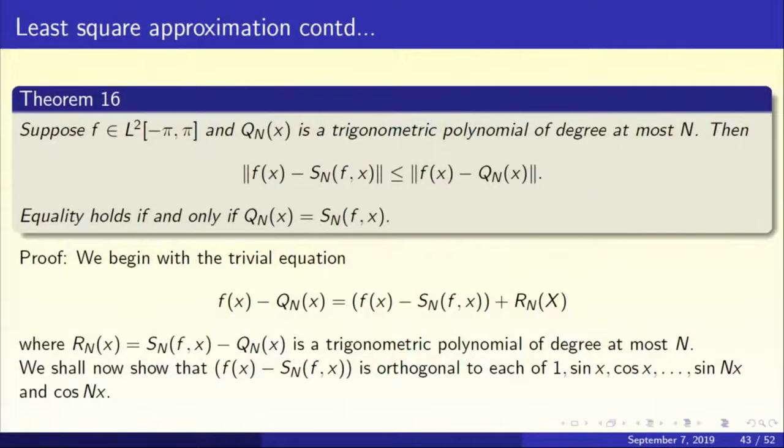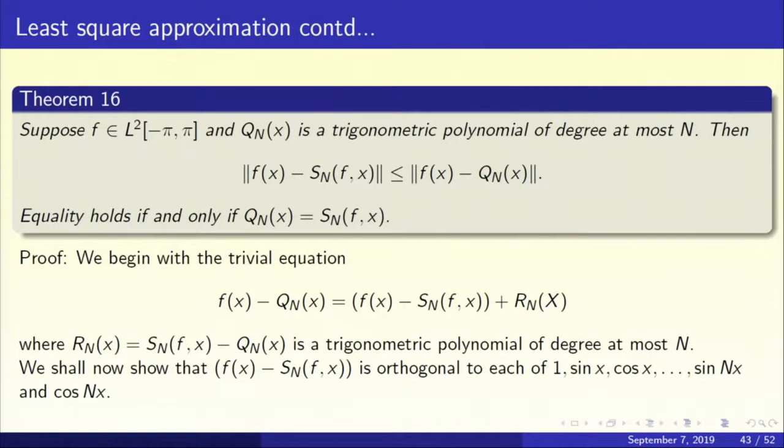Here you see the result stated in the form of a theorem. Suppose f is in L2 of minus pi to pi and Qn(x) is a trigonometric polynomial of degree at most n. Then the norm of f(x) minus Sn f(x) is less than or equal to the norm of f(x) minus Qn(x). Equality holds if and only if Qn(x) equals Sn of f(x). So we also have a case of equality.